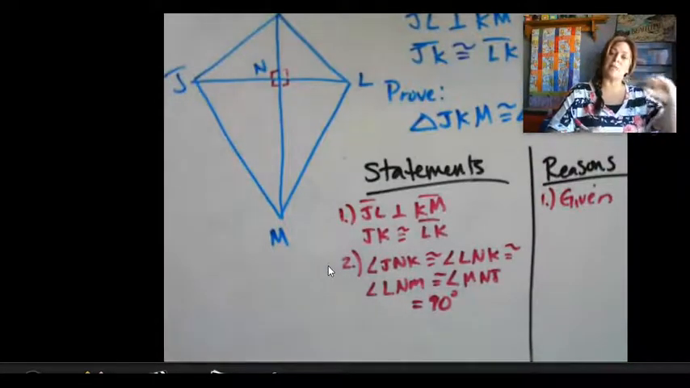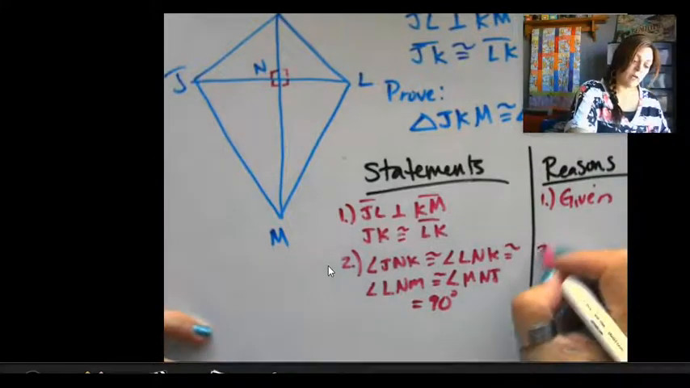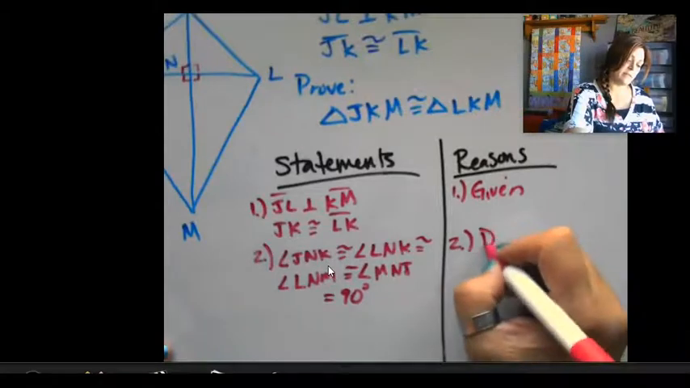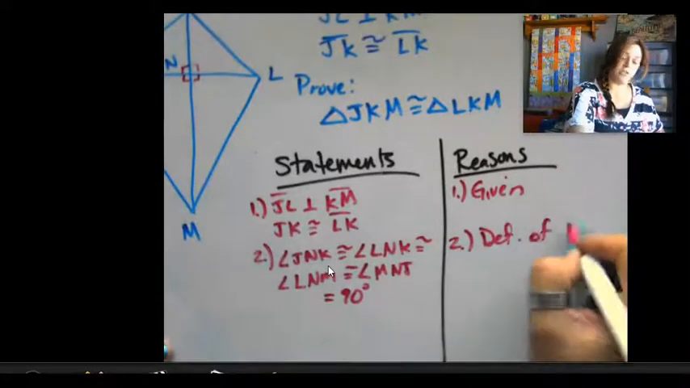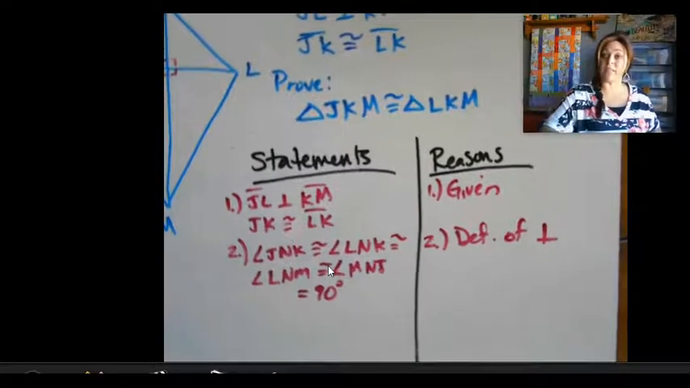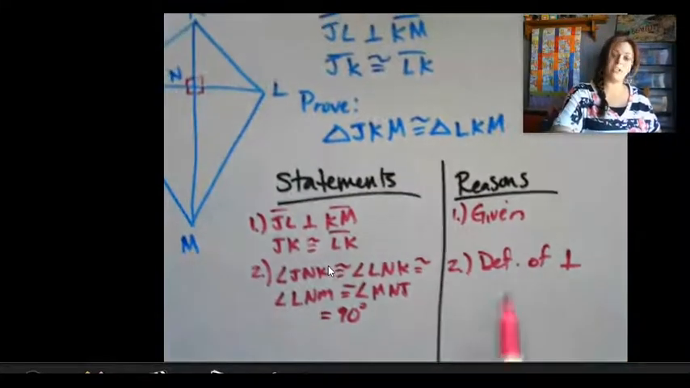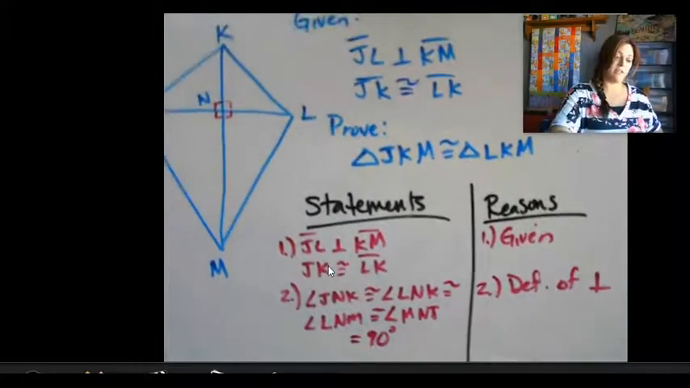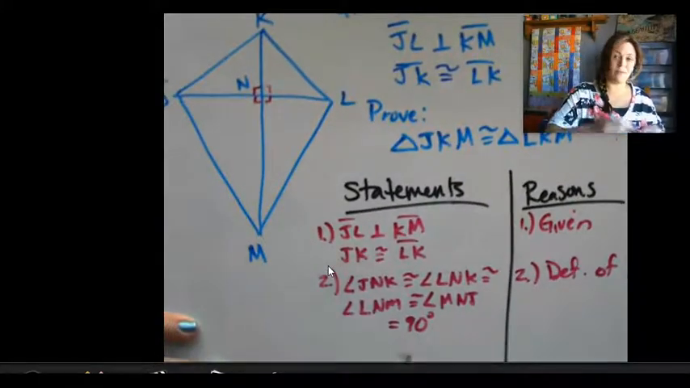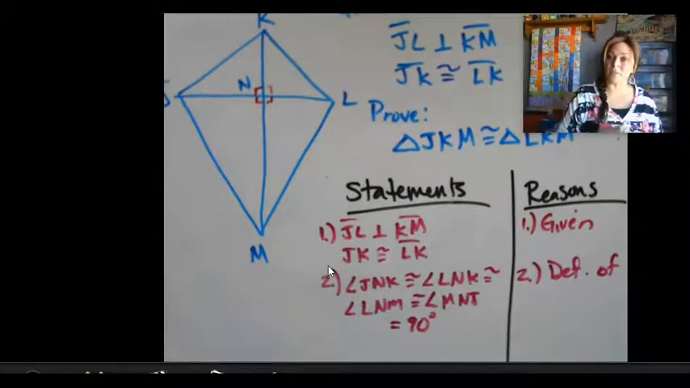You can do each one on a separate line, that's fine. But the bottom line is, I know that because of the definition of perpendicular. Definition of, and you can just write the perpendicular symbol, or you could write out the word perpendicular or perpendicularity. So by the definition of perpendicular, I know that all of these angles are congruent and they all equal 90 degrees. Okay, well, so what? What's next? Look at what's given.